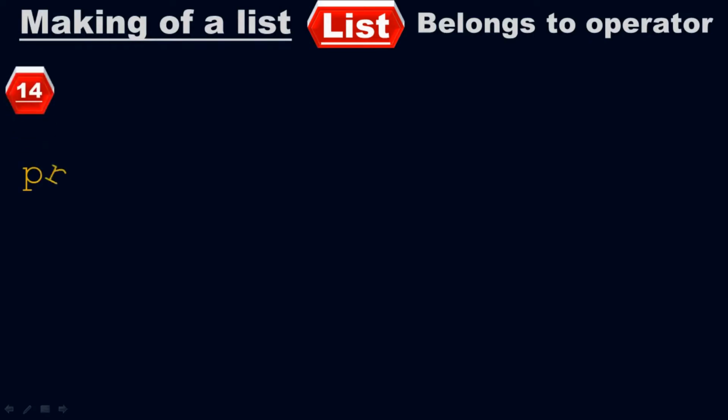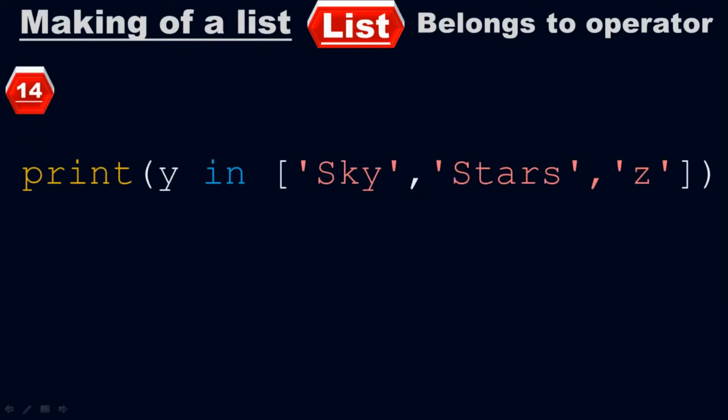Example number 14. If I have print of y in [sky, stars, z], run it, you will get false. Look, again I used the belongs to operator, which is in. Y does not exist here. Look, we have y here, but it is with the sky. Sky is something different. Sky is a single element. Stars is another single element. Z is the third single element. We don't have any y single element here.